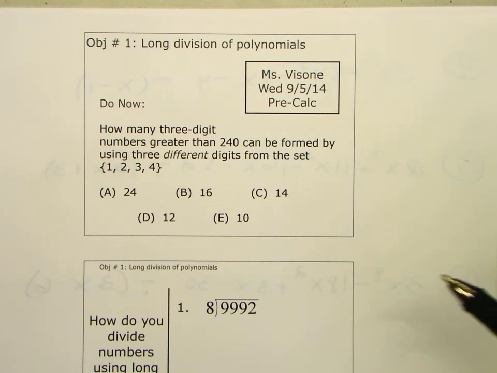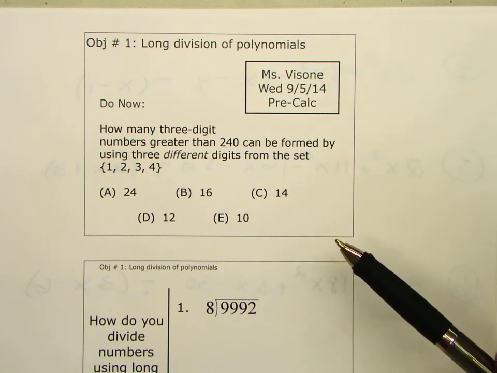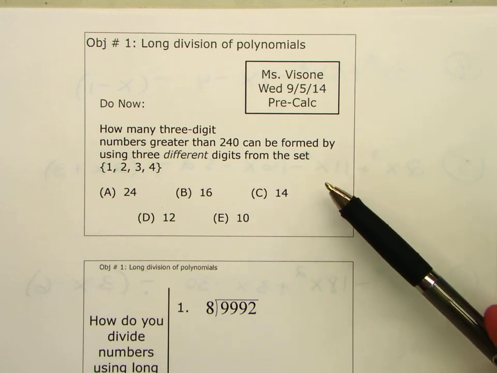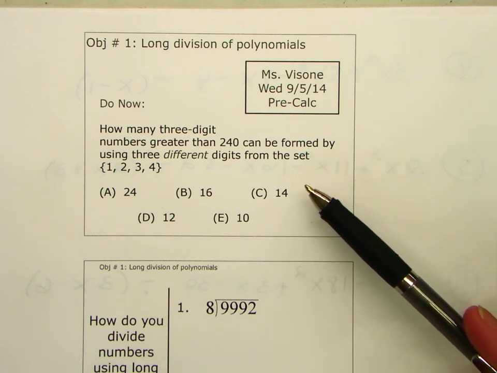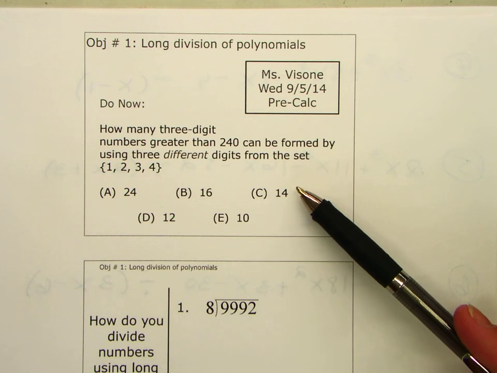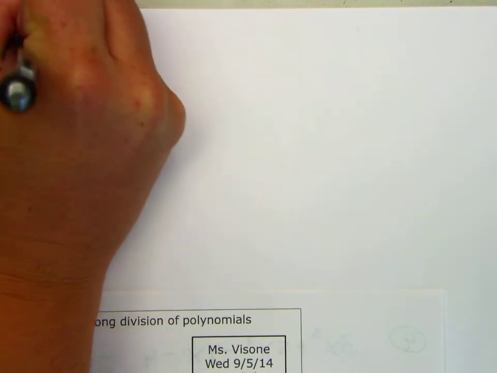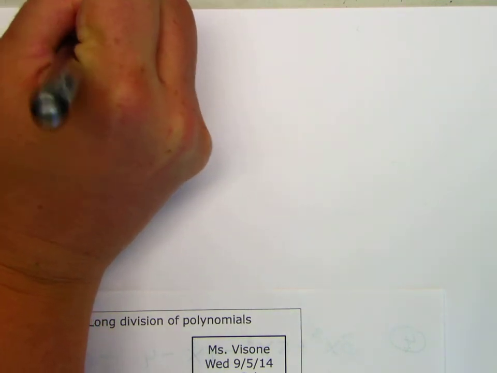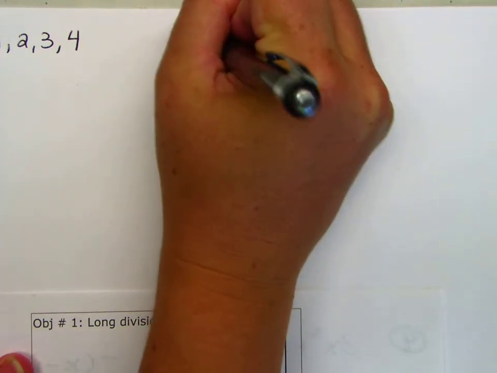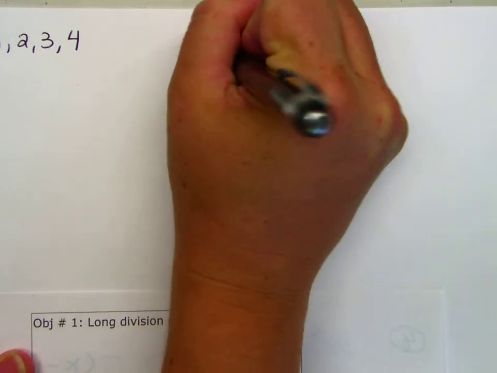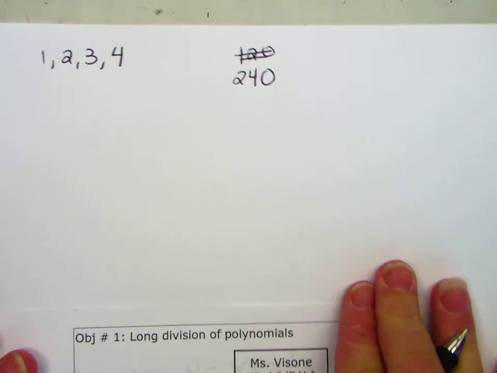All right, so the do now is just an SAT question. How many 3-digit numbers greater than 240 can be formed by using different digits from the set 1, 2, 3, 4? So we're going to use the numbers 1, 2, 3, 4 to make numbers greater than 240.